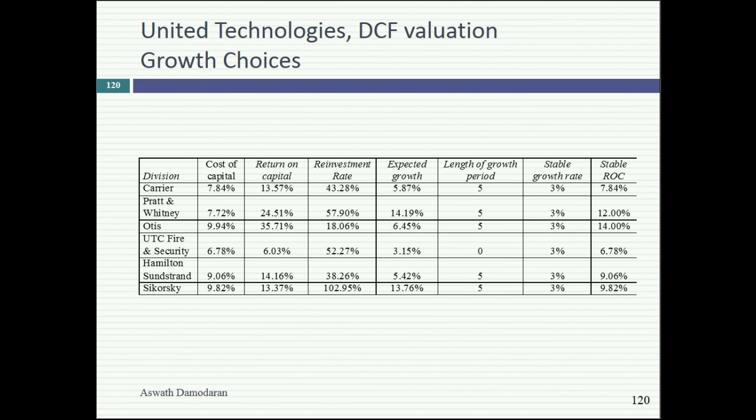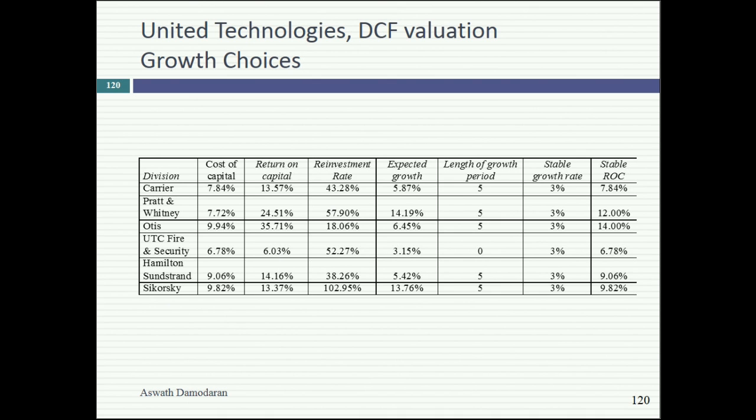And when I did my valuation, I was not stuck with using one DCF model for the entire company. I could pick and choose for each one whether I wanted to use 5 years of growth, 10 years of growth, or stable growth. So I have 6 businesses, and UTC Fire and Security I valued as a mature company. There's no growth to be had. But for the other companies, I gave 5 years of growth or 10 years of growth to come up with the value. So essentially what I'm doing is taking each business that United Technologies is in and building a discounted cash flow model just as I would for a full company.